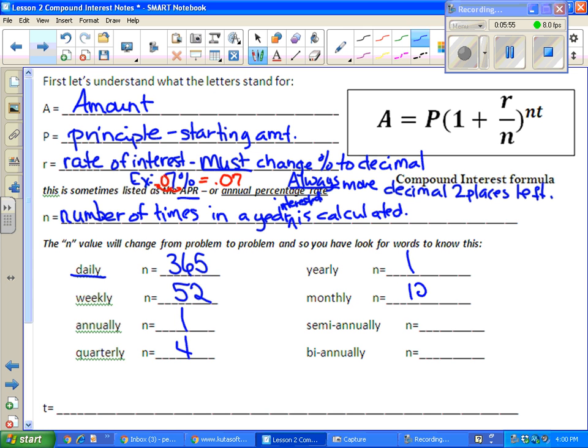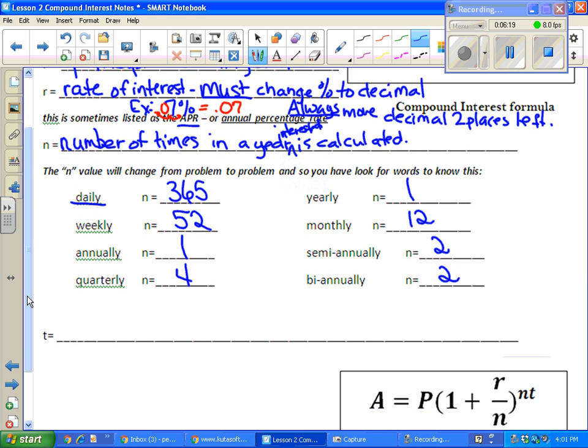A lot of things are monthly. Maybe your savings account gathers a monthly amount of interest. Monthly would be 12. Semi-annually and biannually are 2 words that specifically talk about twice a year. So every 6 months, boom, you get interest. The next 6 months, boom, at the end of the year, you get your next interest payment, but that only happens twice a year.